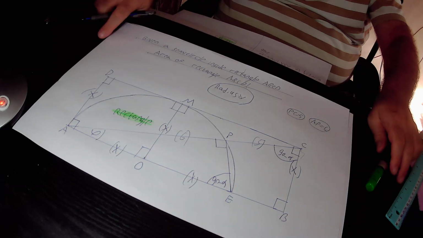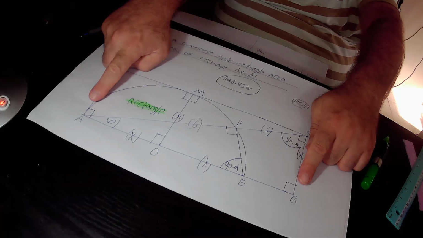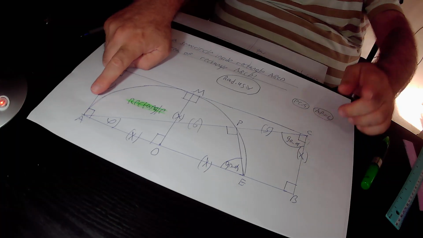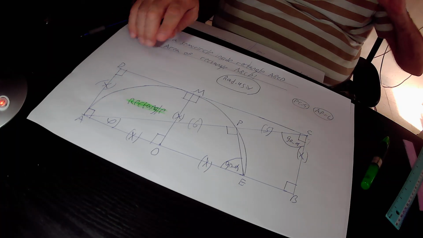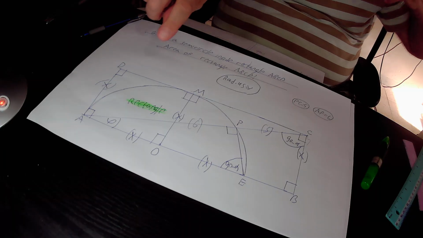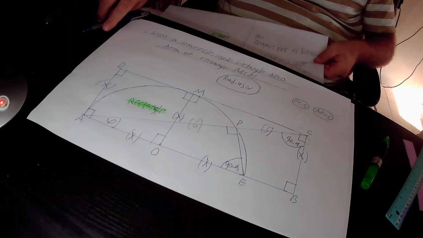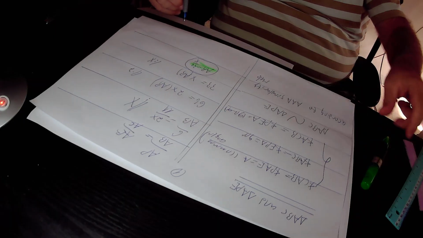So actually, this is side AB of rectangle ABCD, and it equals 33 over x units in its length. Our mission is to find out the area of this rectangle ABCD. So what is the area of rectangle ABCD?